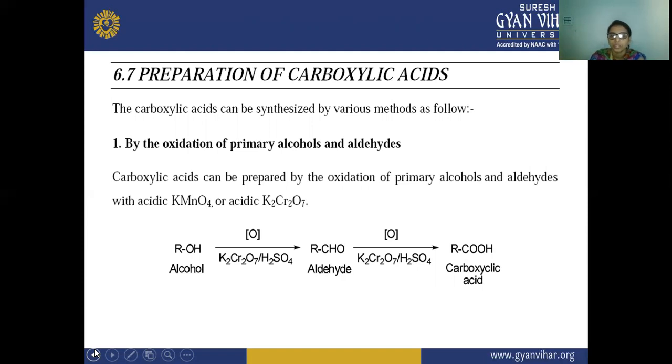Here the primary alcohol is oxidized to the aldehyde. Then this aldehyde in the presence of KMnO4 or K2Cr2O7, the acidic one we have taken here, is oxidized and there is a formation of carboxylic acid. Here you can see the alcohol. It is first oxidized with K2Cr2O7 in the presence of sulfuric acid, and there is a formation of this aldehyde.